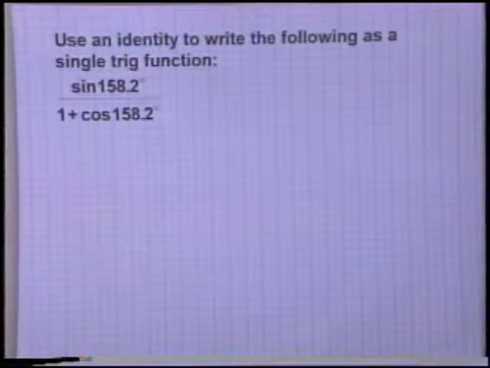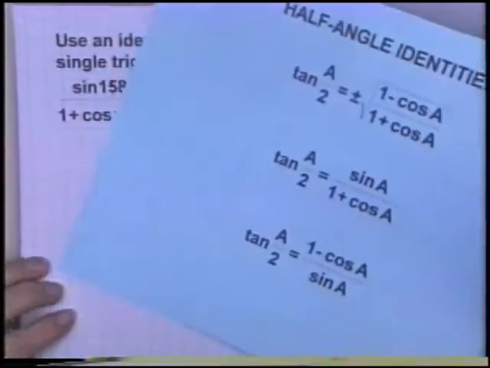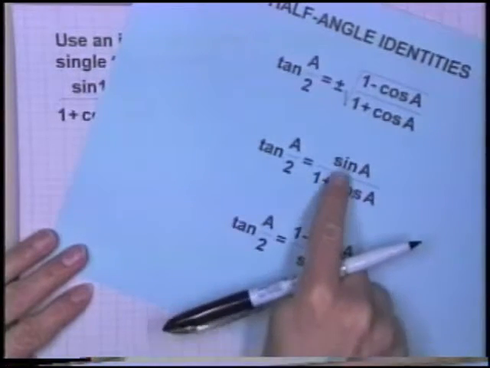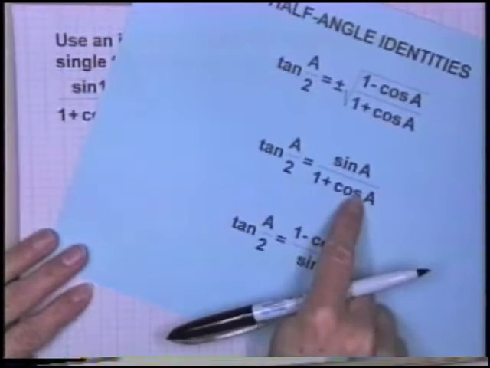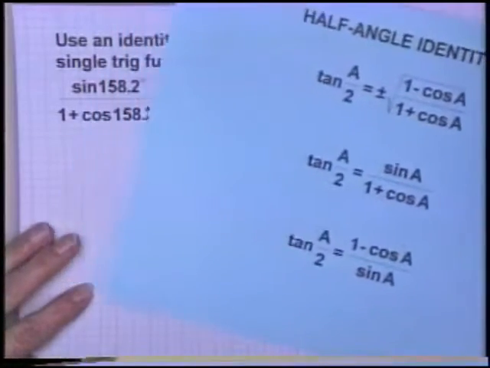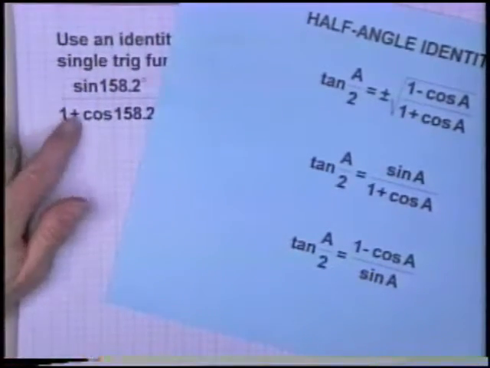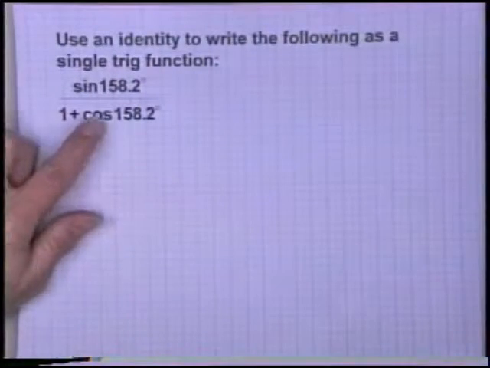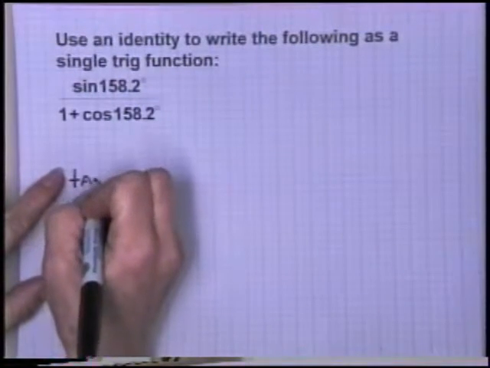Use an identity to write the following as a single trig function. Now here you'll notice I don't have a square root. I just have the sine of 158.2 degrees divided by 1 plus the cosine of 158.2 degrees. Now if you remember looking at those identities for the tangent function, let's look at those again. See here I have sine A over 1 plus cosine A for tangent A over 2. That's the one that we're going to want to use. Do you see? Sine over 1 plus cosine. So let's write that identity down so we can take a look at it.